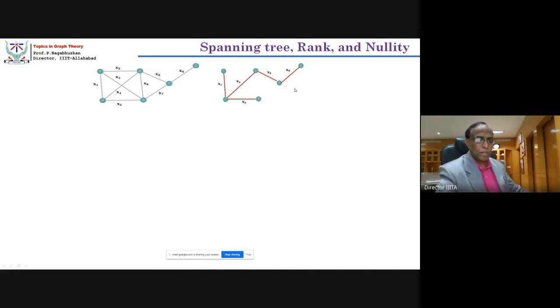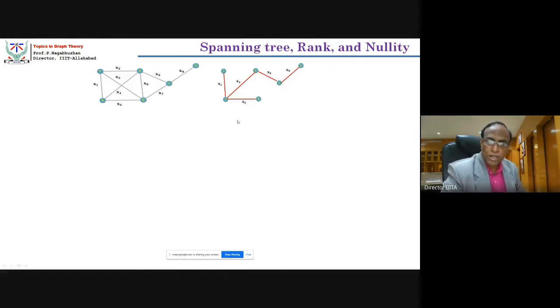All right, please note these edges which are red in color indicate the edges present in the tree corresponding to this graph. The edges which are present in a tree are called branches of a tree. These are all branches. Of course, this is not the only tree. There could have been many other tree configurations also possible. There are many trees, but this is one of the trees.